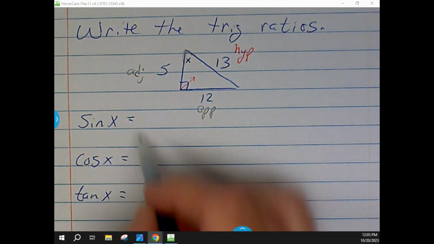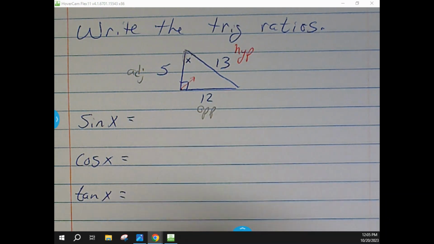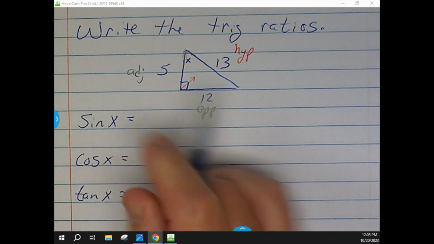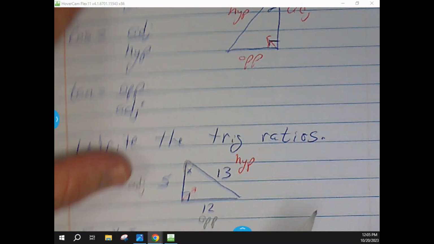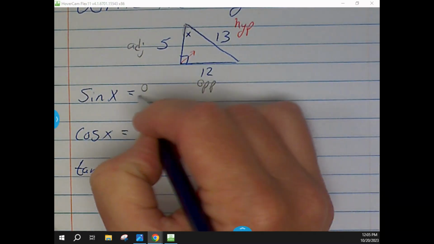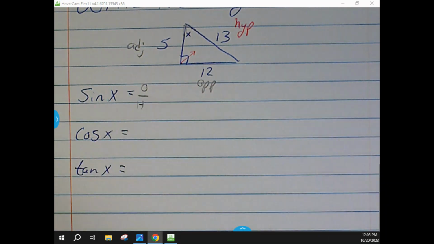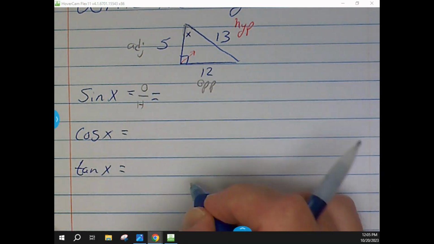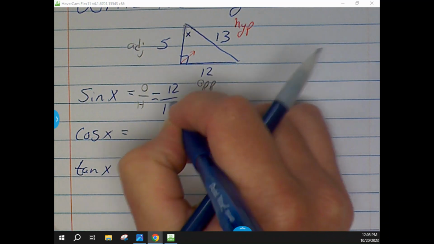Okay, now the part I'm going to put in pencil, you don't have to write this down, but this is just kind of thinking what you're going to do. Sine, we said, is SOH, so sine is opposite over hypotenuse. So we need the opposite over the hypotenuse, which for that one is 12 over 13.